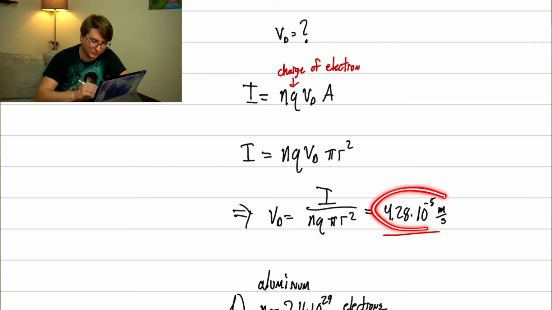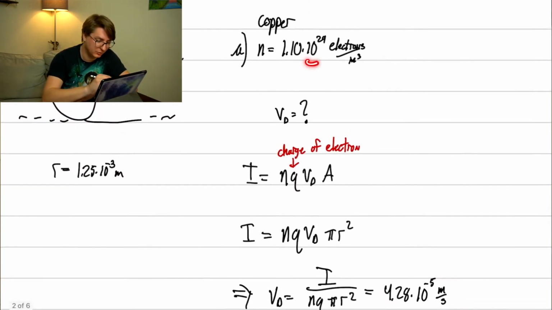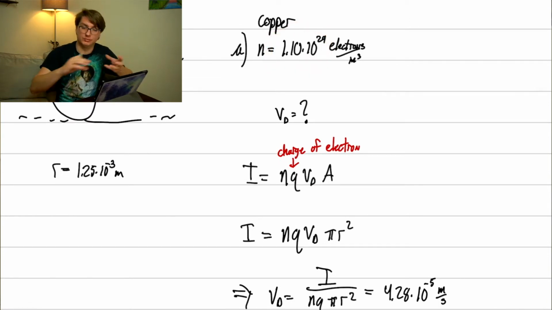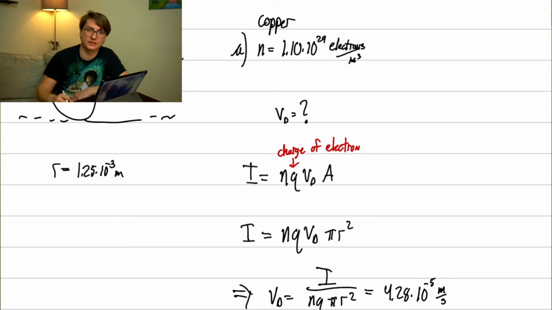This is really slow, but remember there's a lot of electrons doing this. There's 10 to the 29 per meter cubed. So likely there's something like 10 to the 20 crammed in this little wire here. So overall the effect does matter. There is some type of bulk velocity. It's just a lot of electrons doing that. They're all bouncing around, but they're generally moving together in one direction.